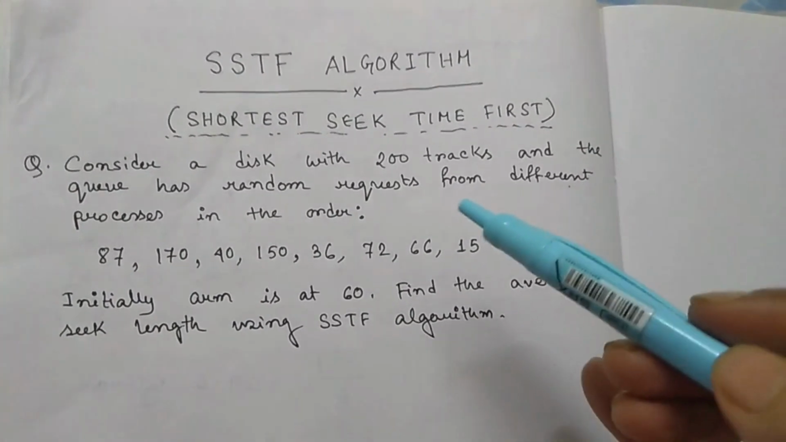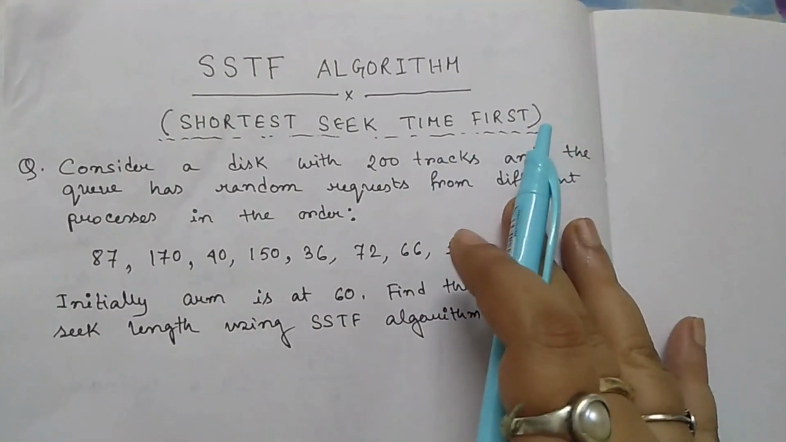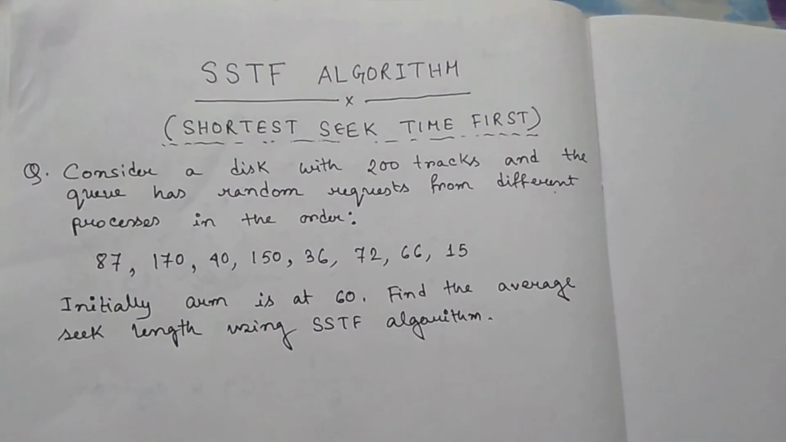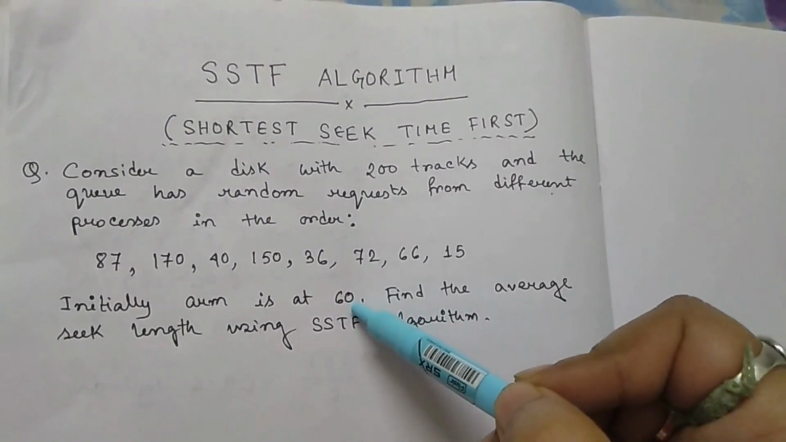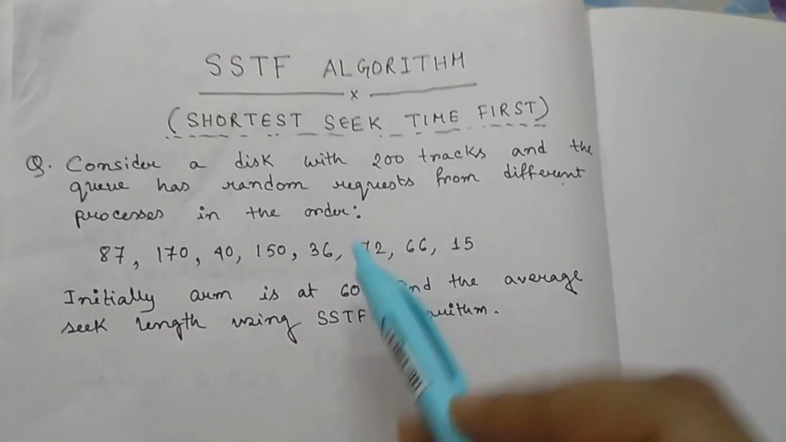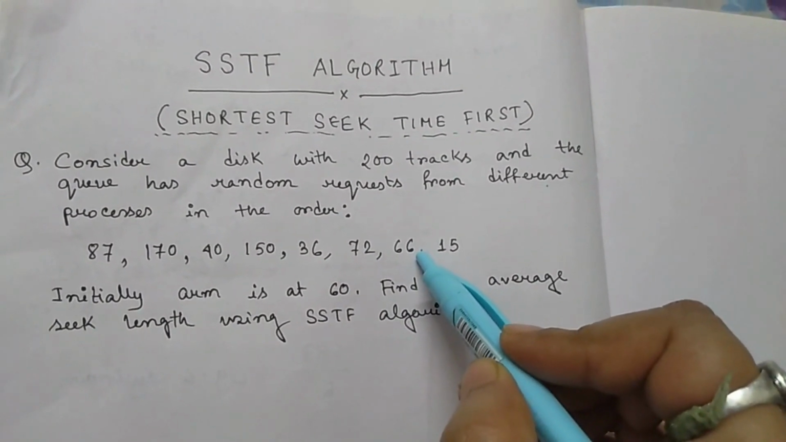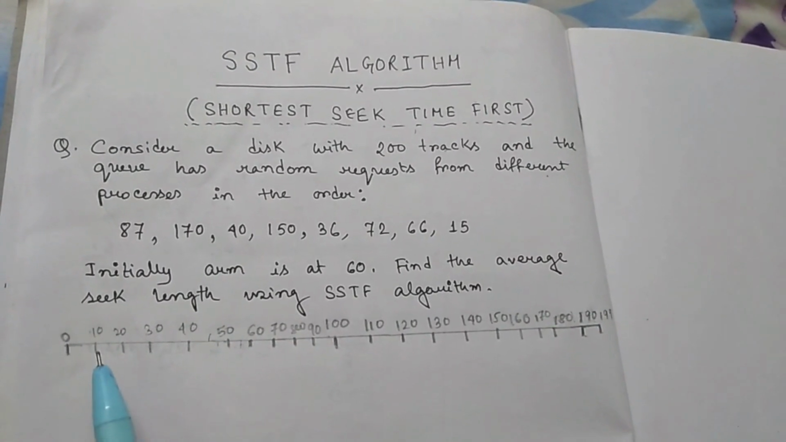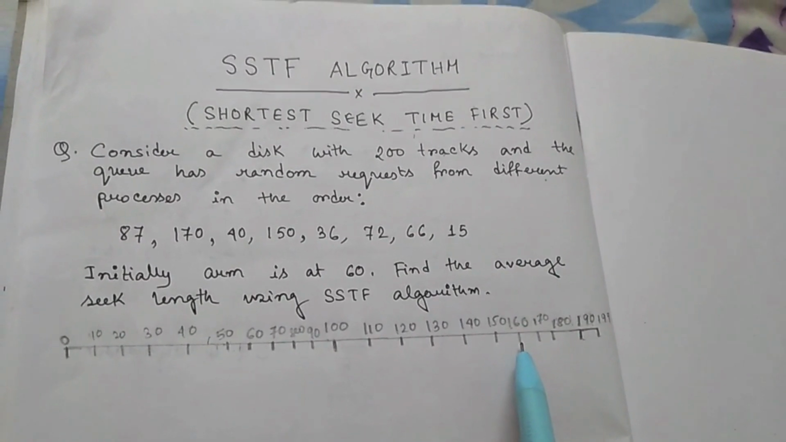In that case, we consider the nearest job with respect to our head. Now in this question, the head is given, the head is 60. That means we have to find the shortest job or the nearest job of 60. So in this queue, we see that the nearest job of 60 is 66, right? Here the spiral mode of disk track is converted into a straight line for easy calculation.